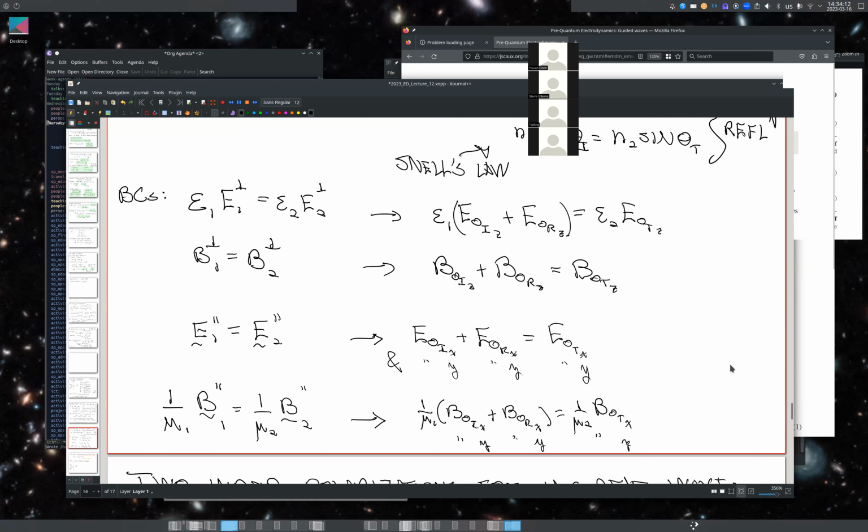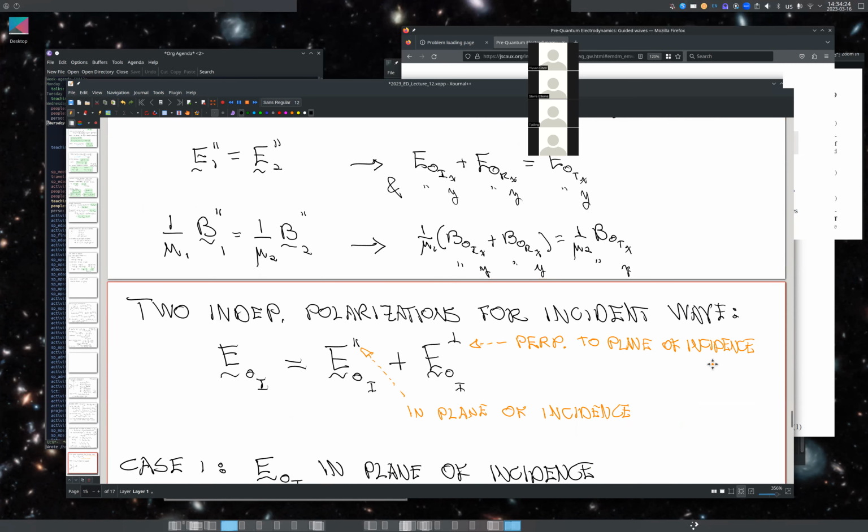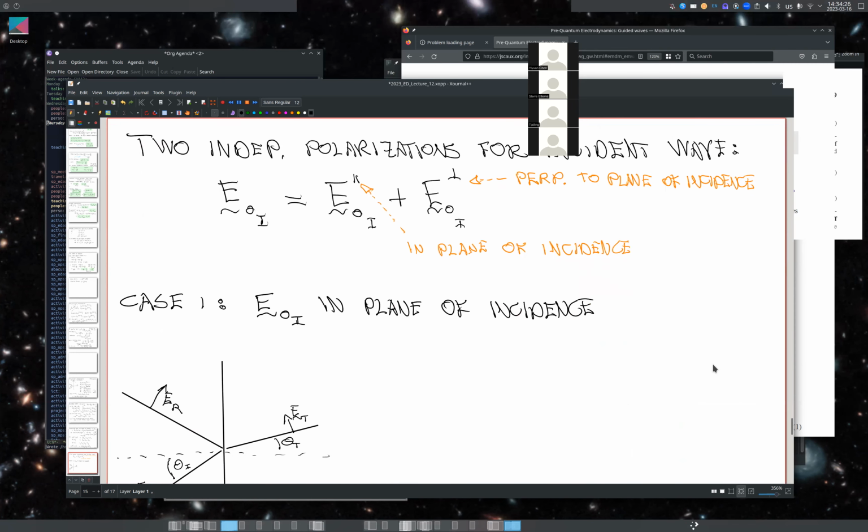Now the problem, or maybe the added richness of this problem as compared to the one with normal incidence onto the surface, is that there is now a physical difference between the behavior of a wave that has a polarization inside the plane of incidence or perpendicular to it.